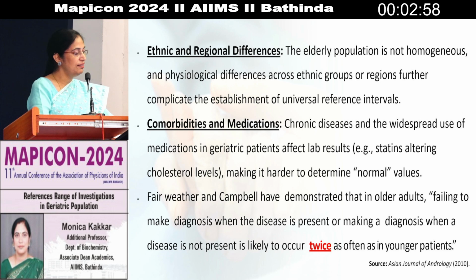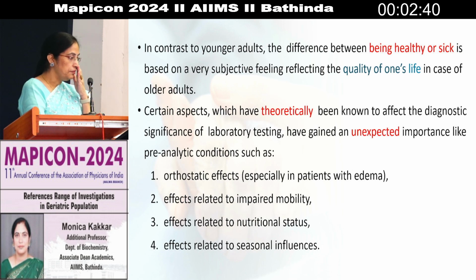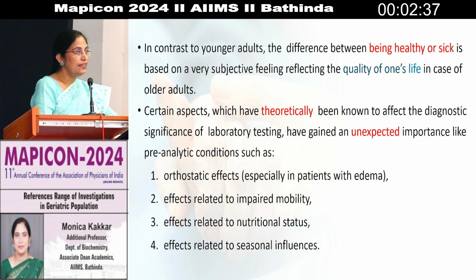Fair and Campbell demonstrated that in older adults, failing to make a diagnosis when the disease is present, or making a diagnosis when the disease is not present, is likely to occur twice as often as in younger adults. Again, emphasizing the fact that there should be separate reference intervals. Besides, defining who is healthy and who is sick in the geriatric population is a very subjective thing. So that again increases the difficulties of defining the population.